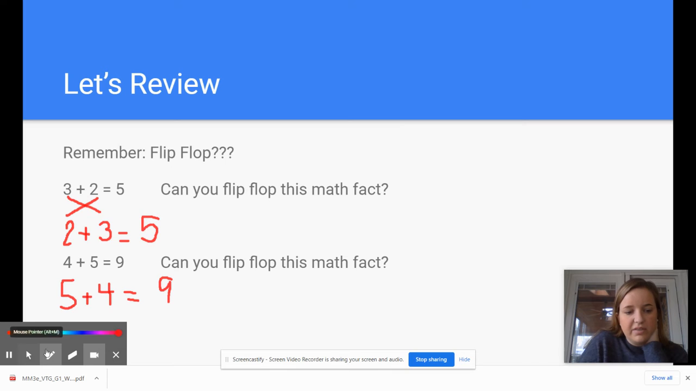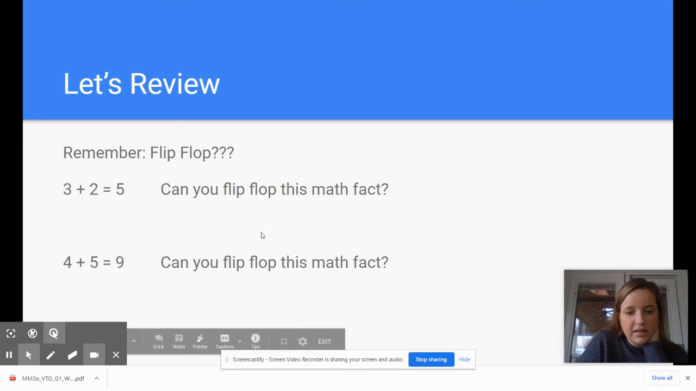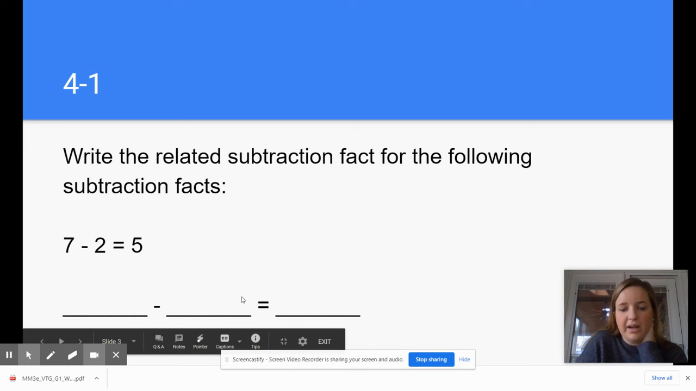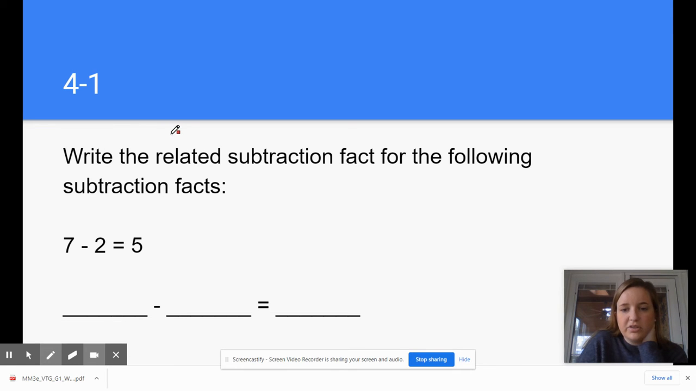So what we're going to do today is very similar, but instead of with addition, it's with subtraction. So I'm going to go to the next slide. I'm going to go through the first couple, and then we'll keep practicing this week on our Google Meets. This says, write the related subtraction fact for the following subtraction fact. The only difference with subtraction is, remember, the big number always comes first. In addition, the big number is always the sum, but the big number always comes first. This is the number that always stays the same.